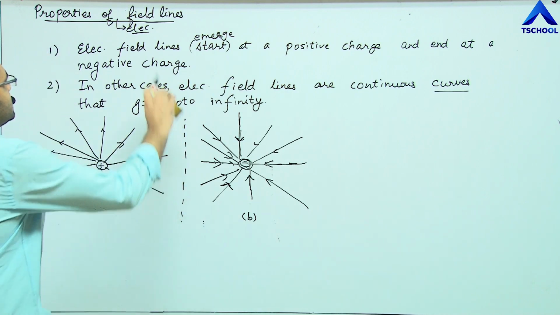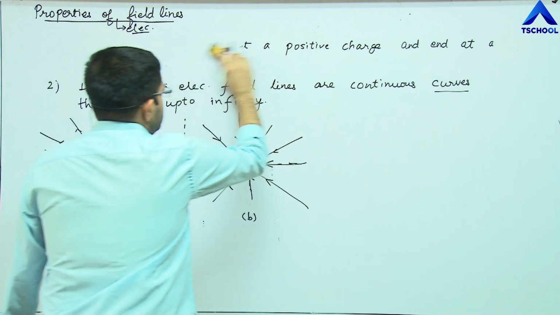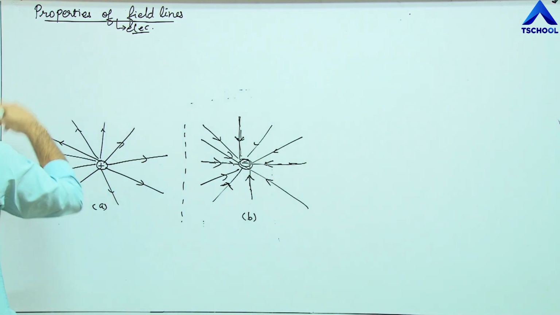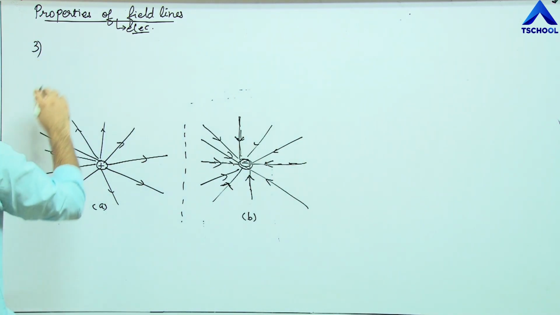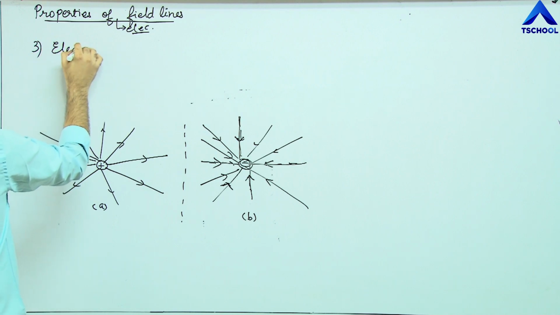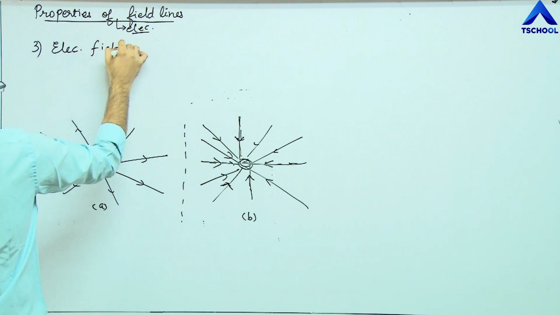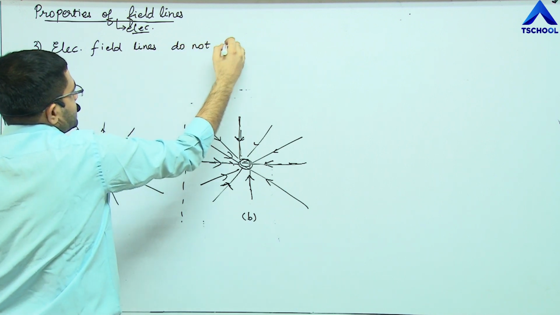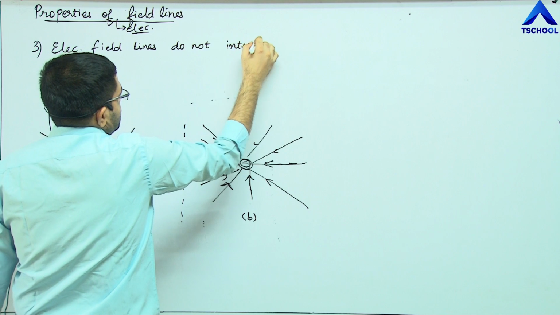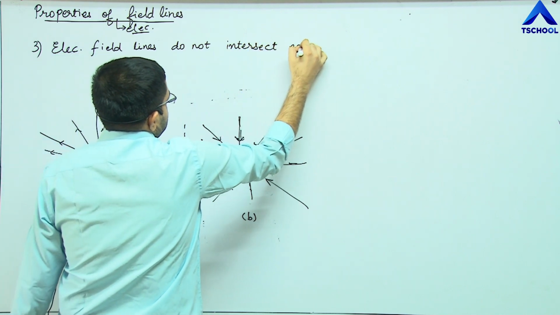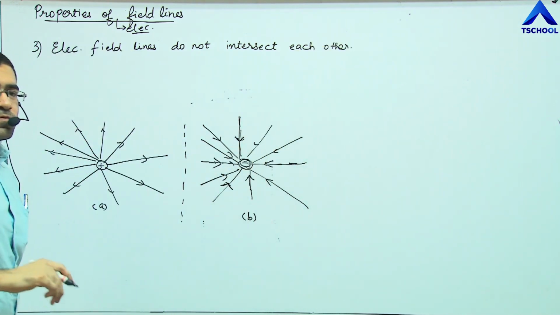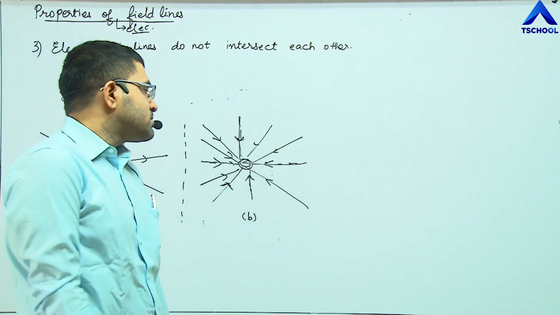Okay, so number 3 now. Electric field lines do not intersect each other. So what does that mean?